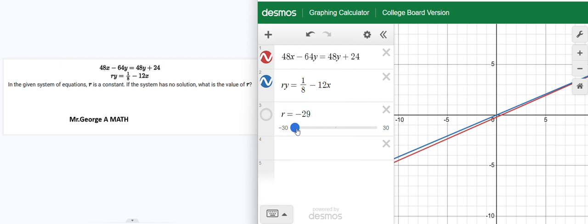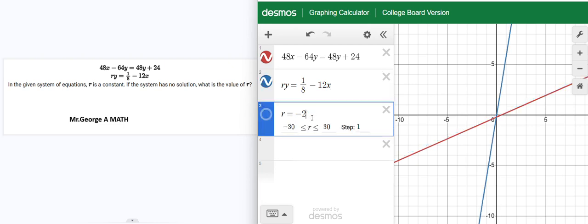Negative 29 is intersecting somewhere around here. So we just go to negative 28, and this is a parallel line. And that's your solution, negative 28.